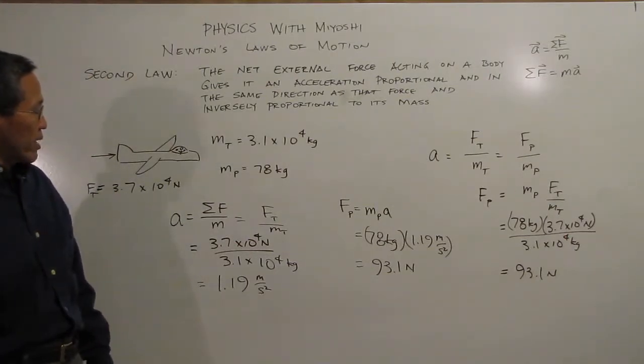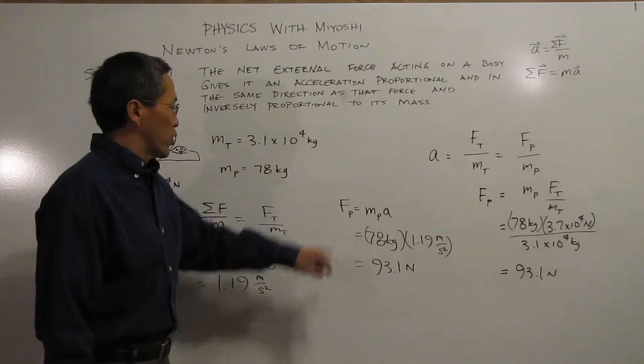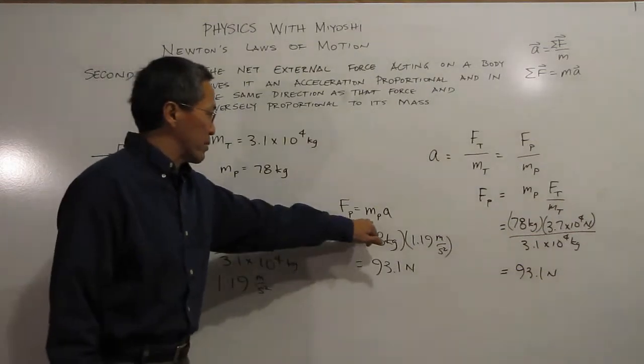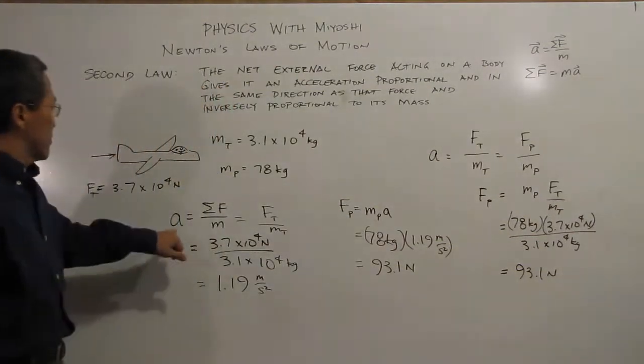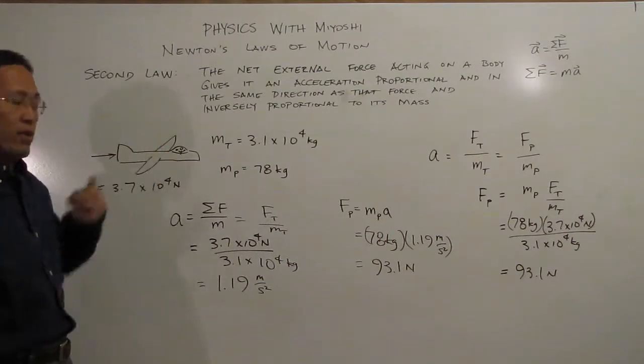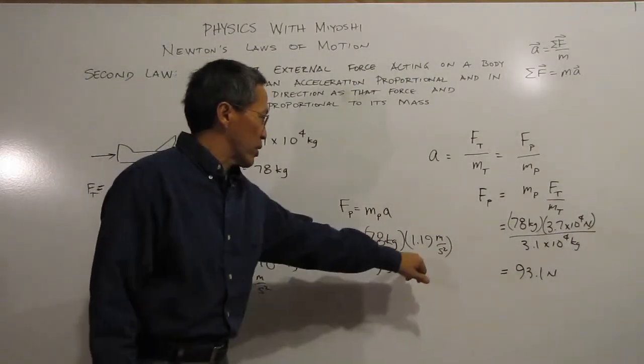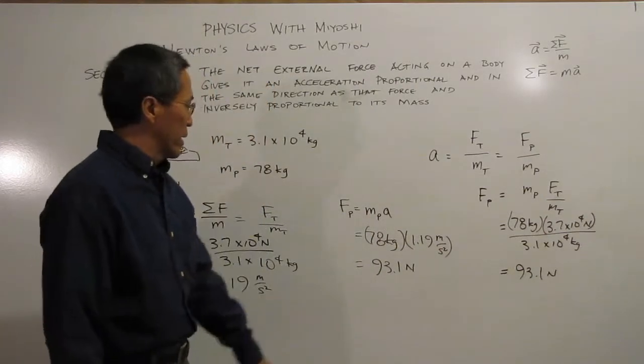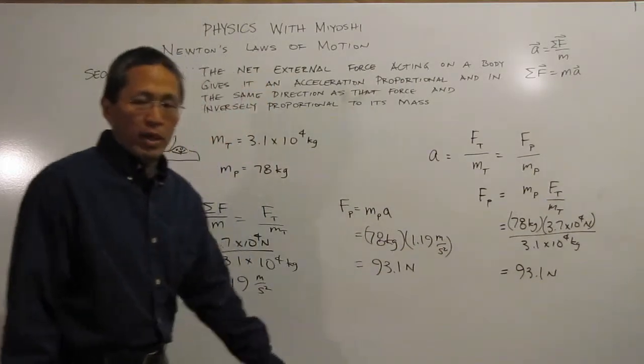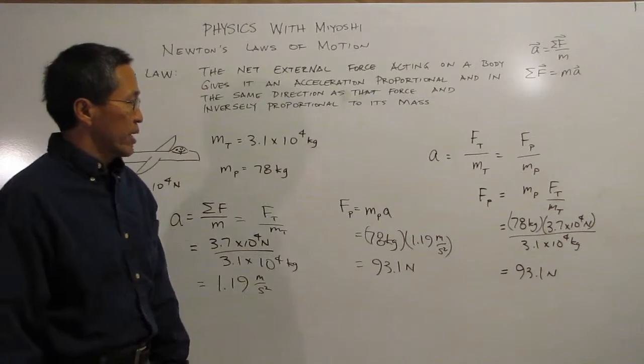Then we're going to find the force on the pilot by multiplying the mass of the pilot times the same acceleration, because we know that they're accelerating at the same rate. So we multiply 78 kilograms times 1.19 meters per second squared and get 93.1 newtons.